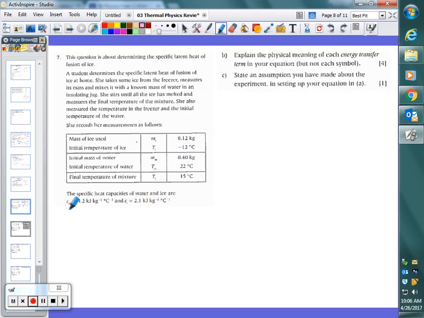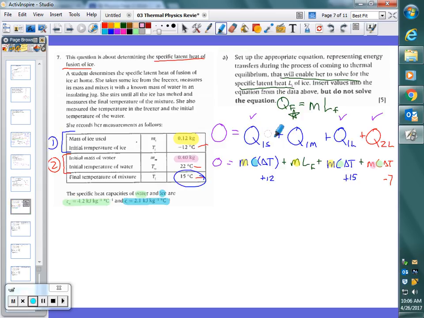All right. Part B. Explain the physical meaning of each energy transfer term in your equation, but not each symbol. These are energy transfer terms, right? What did we say this one represents? Heating up of the ice. Melting of the ice. Heating up of the melted ice. And then this is cooling down the water that was already in the cup. That's part B.